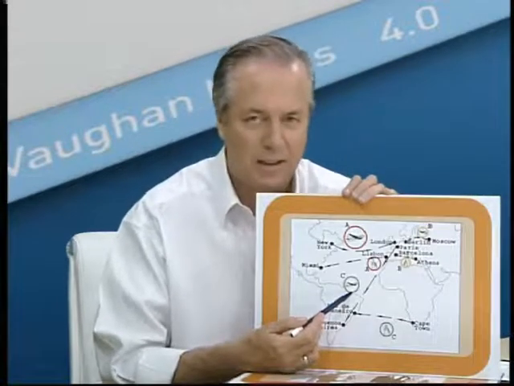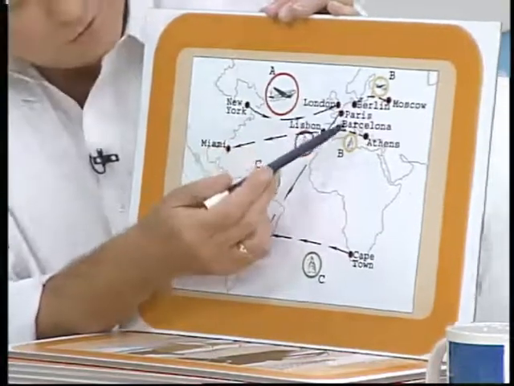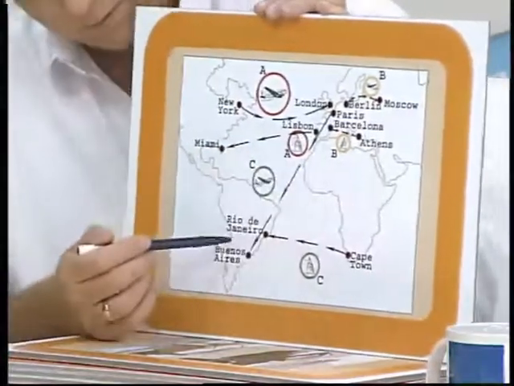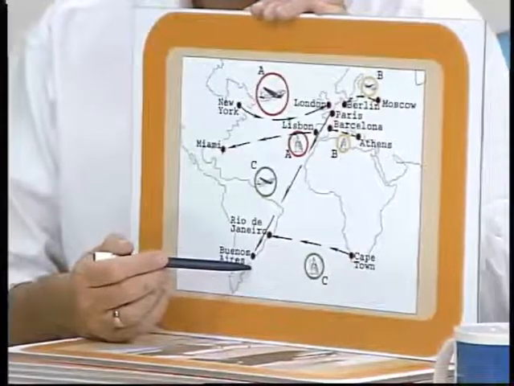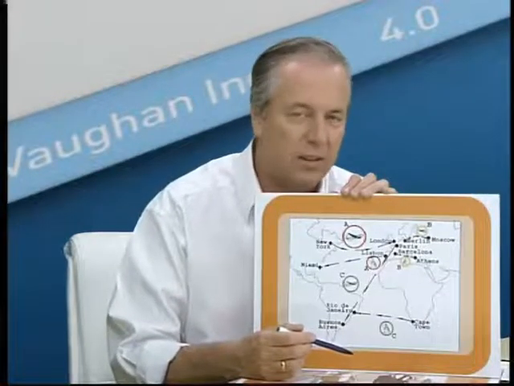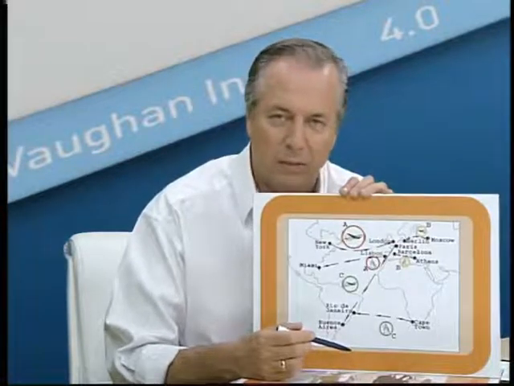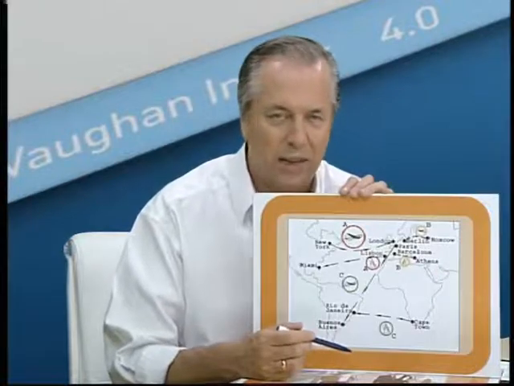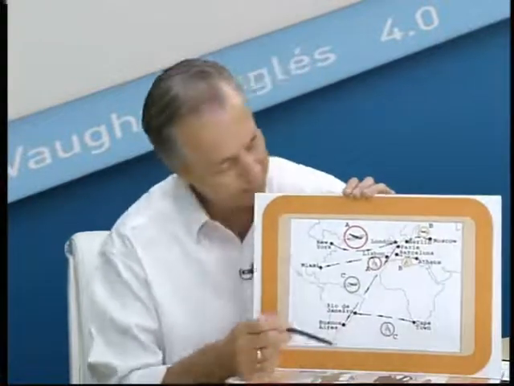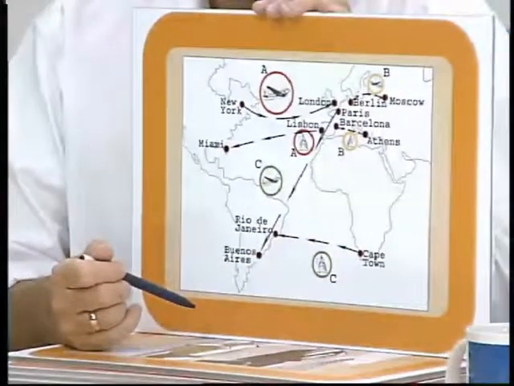This plane is going from Paris, ¿dónde está París? Aquí, from Paris to Buenos Aires. Paris is in the northern hemisphere, and Buenos Aires in the southern hemisphere. Buenos Aires is the capital of Argentina, and Paris is the capital of France. And plane C, in this picture, is going from Paris to Buenos Aires.